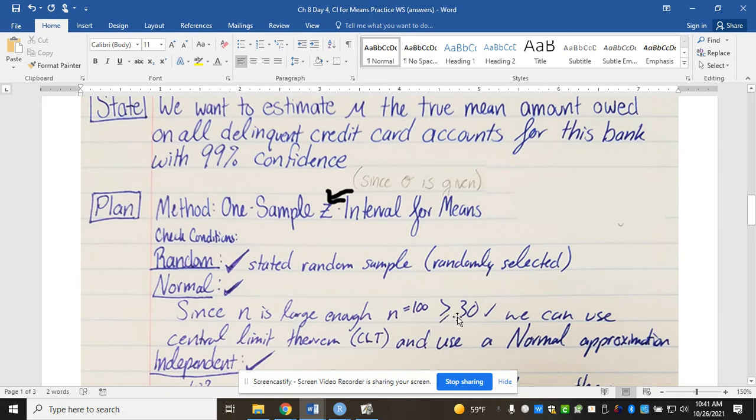You don't have to write it exactly like this. Most of you aren't going to write "since n is large enough." You're going to do something about n being 100 and 100 being greater than or equal to 30. So central limit theorem, we can use normal approximation.